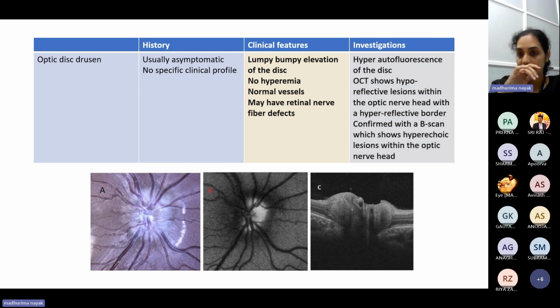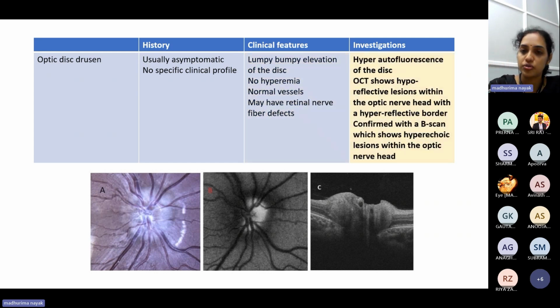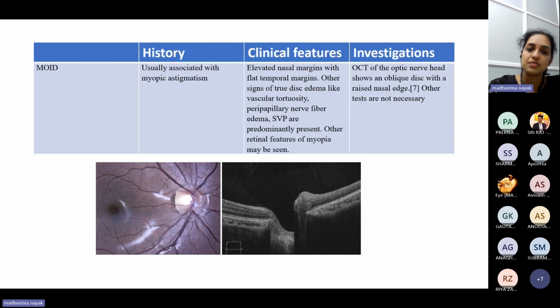So diagnosis is established by hyperautofluorescence. If you use autofluorescence, then OCT also shows hyporeflective lesions within the optic nerve head. B scan and CT scan also help you to pick up the hyperechoic lesion within the optic nerve head. The next is myopic oblique insertion of the disc.